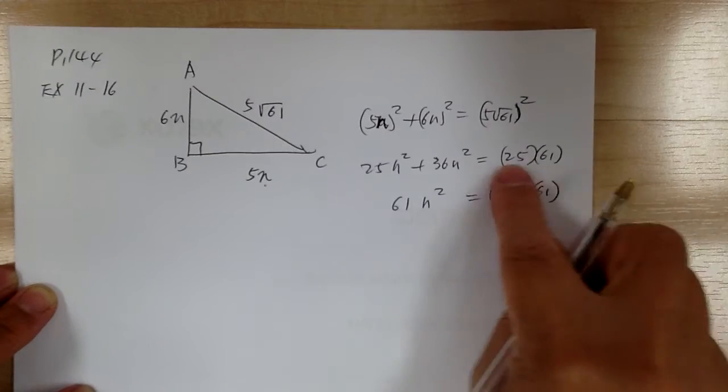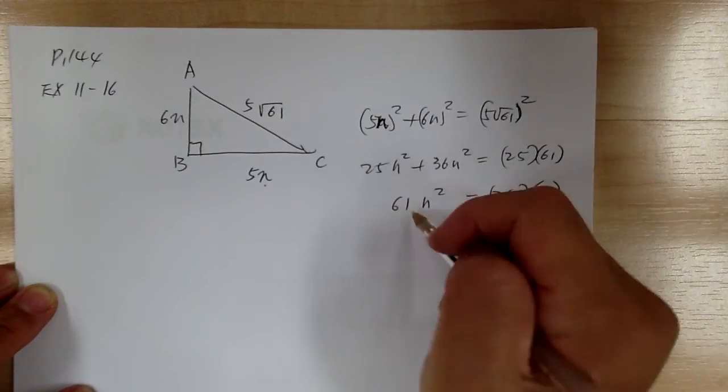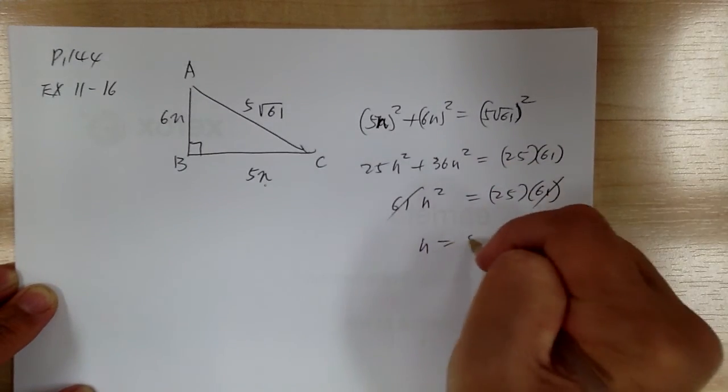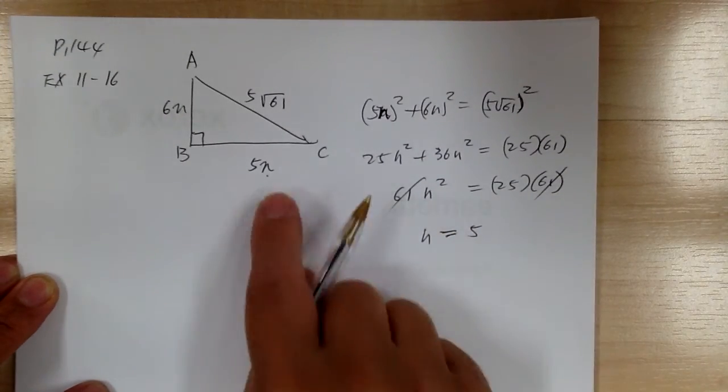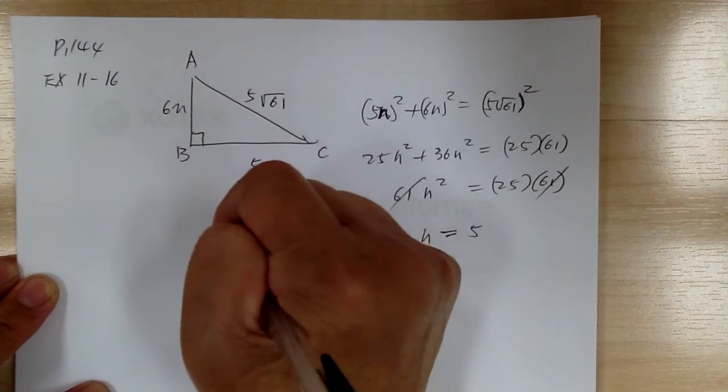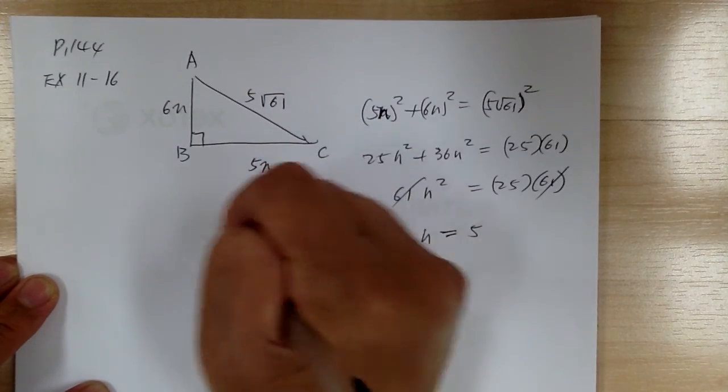Now you can see why I don't multiply all the numbers, because you can just cancel out. So n equals 5. You don't have to worry about negative because this is a physical object, right? So in this case, n equals 5, so BC will equal 25.